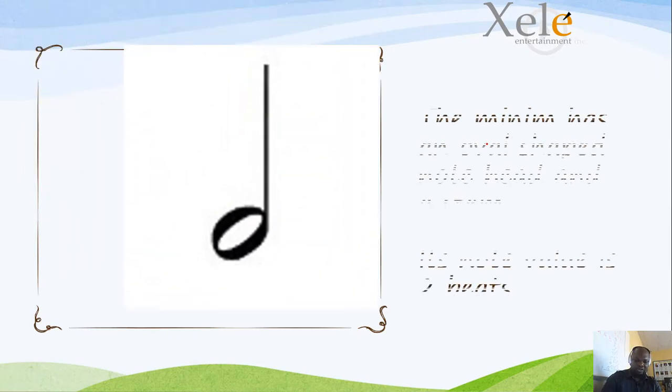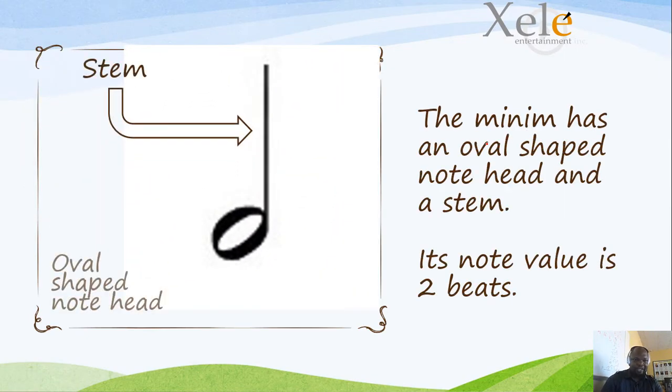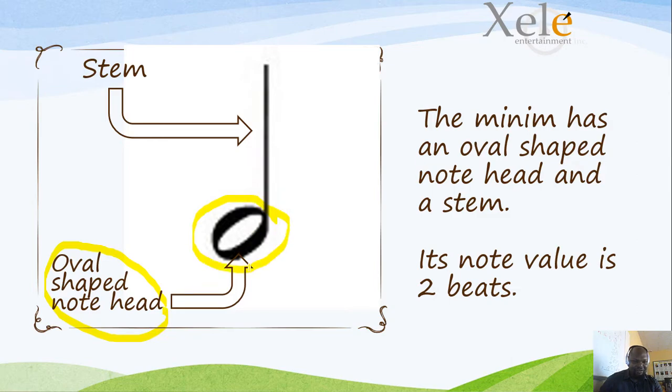Let's take a quick look at drawing minims. Okay, now it gets more interesting here. The minim has 2 parts. It has an oval shaped note head, just like a regular semibreve. But it also has a stem. The stem is this part that looks like a pole that is attached to the note head.